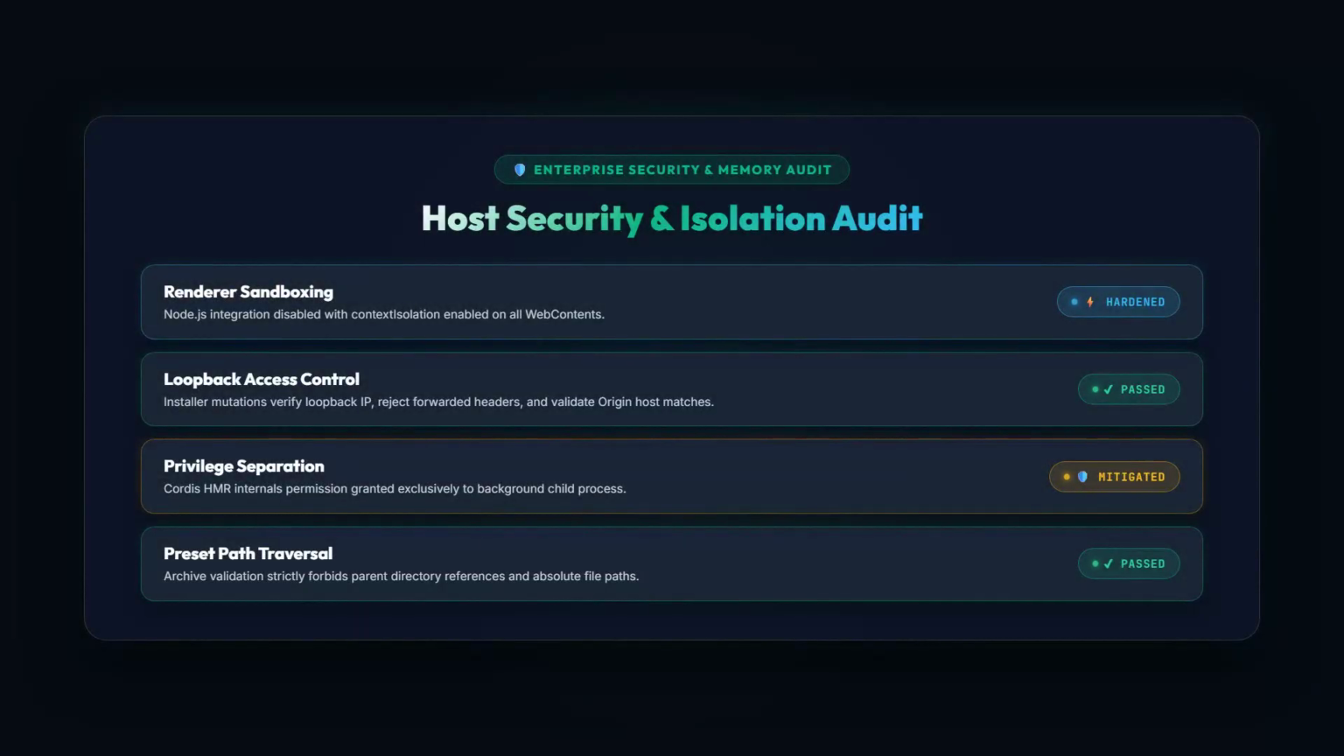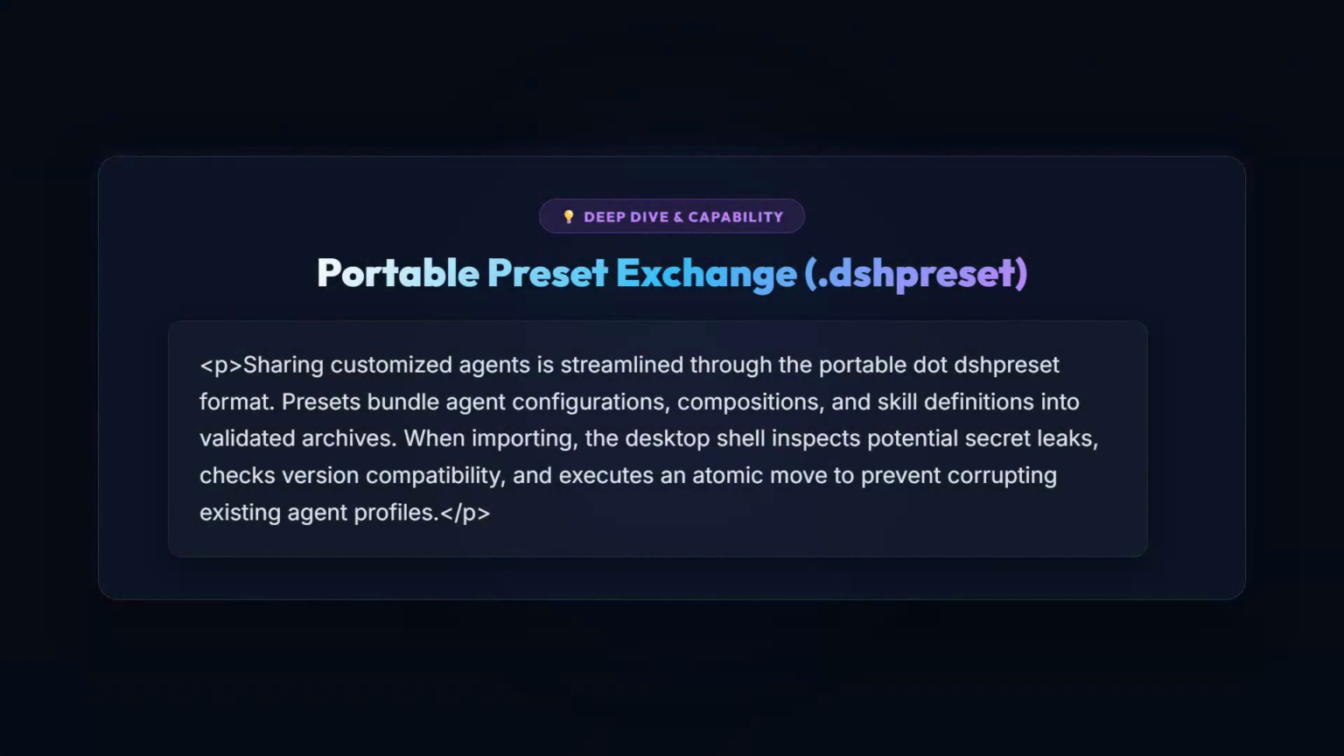Security boundaries require extreme discipline when hosting autonomous agents that execute shell tools. DSH Desktop enforces context isolation and blocks node integration in the renderer. Internal mutation endpoints inspect loopback source IP addresses and origin headers, while sensitive flags like expose internals are restricted strictly to the child runtime. Sharing customized agents is streamlined through the portable .jpreset format.